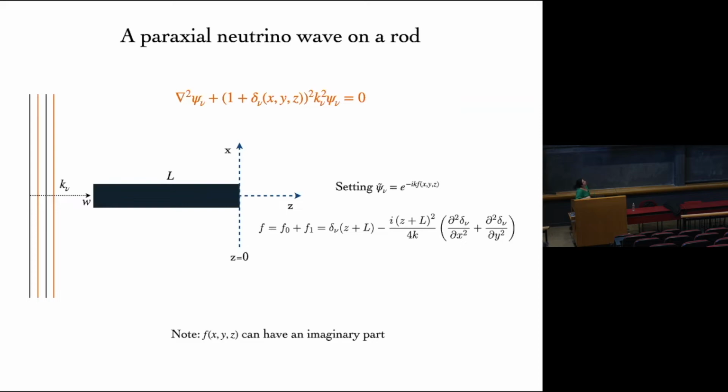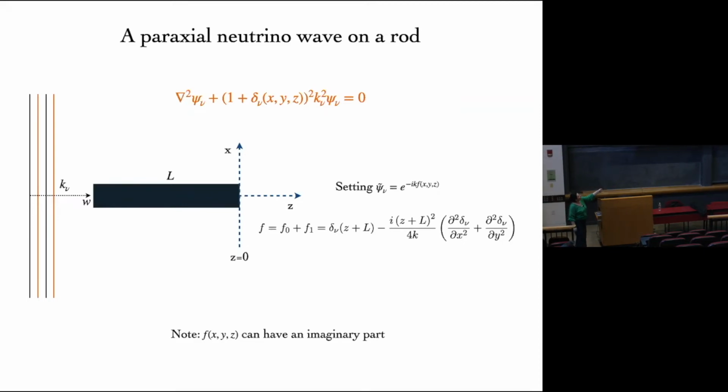Then you can do a further substitution where you write this psi nu tilde, this slowly varying component, as e to the minus ikf. And you see that the first term in f is just the phase that you accumulate. This first correction, f naught, is just delta nu times the length you traverse inside the material. And then there's a second order correction that comes from dispersive effects. This is like a dispersion term. It means that this F1 tells you that the wave spreads out a little bit, and it can also be imaginary. So there is amplitude modulation as well. You don't only have phase modulation. So this F can have a small imaginary part.